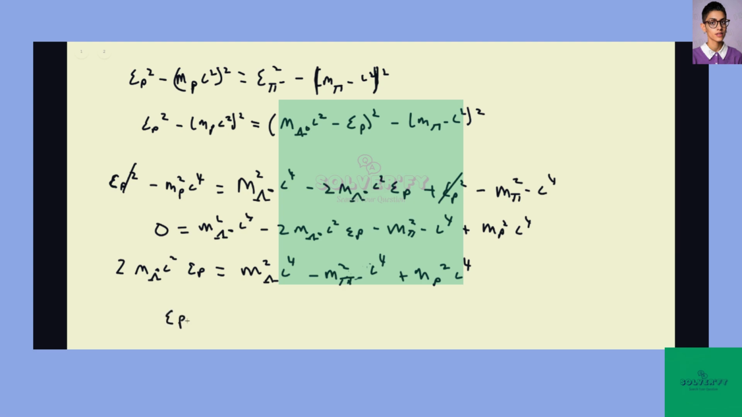So we get the total energy of the proton is equal to m squared c to the 4th minus m pi squared c to the 4th plus m p squared c to the 4th, divided by the rest mass of the lambda baryon, c squared, times 2. All right, I'm going to create a new page here because now we have to plug in all these numbers since we have all of those. So I'm going to rewrite that.